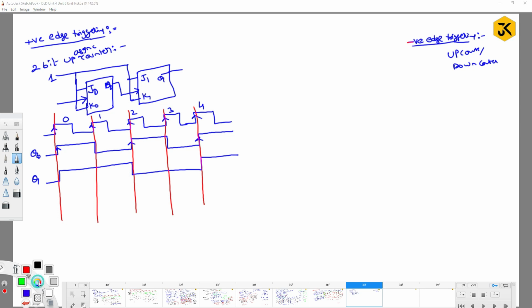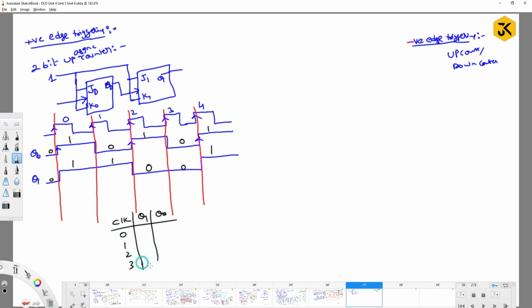So guys, try to observe now. I am going to assign the values. This will be 0 0, this will be 1 1, this will be 0 1, this will be 1 0, and this will be 0 0. Again this will be 1 1. Guys, if you observe, what is the output that we are getting here? If I apply the clock, Q1 and Q0, at the 0th, at 1, 2, 3, what is going to happen?